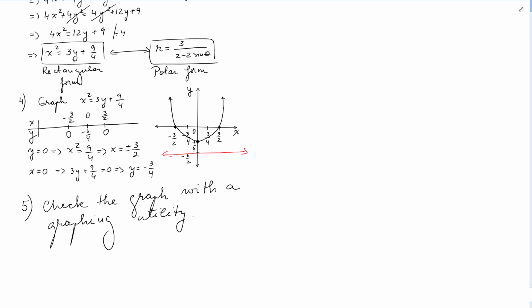Also, we can do part 6. We can find the focus. Since this is the directrix, the focus is symmetrical. So the focus has coordinates 0, 0, because the focus is right here. It's symmetrical with the graph from the directrix.